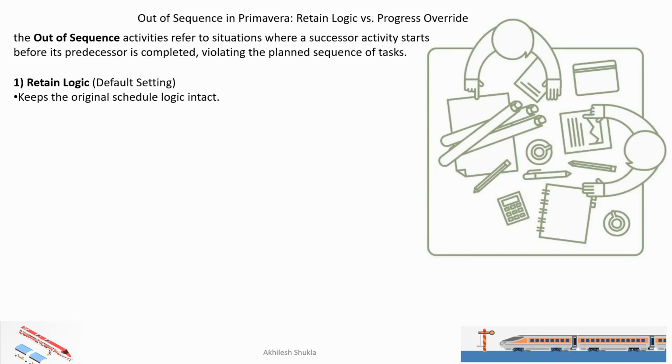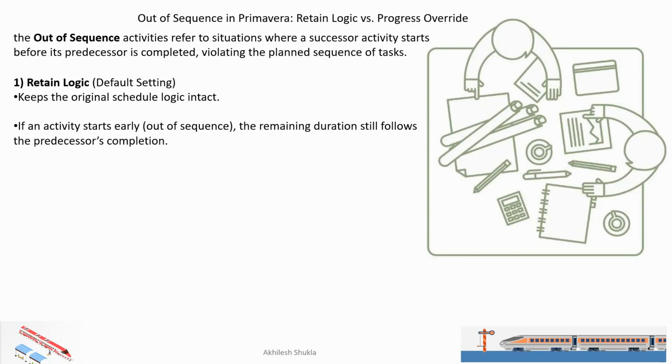So what is retain logic? Retain logic is the default setting in Primavera. Whenever you schedule your program, it runs on retain logic. That means it keeps the original scheduled logic intact. If you have links 1, 2, 3, 4, 5, whenever you update, it will follow the same logic in your updated work program.